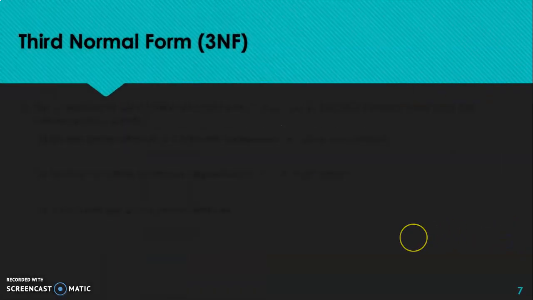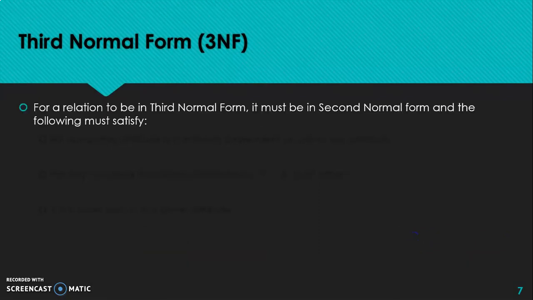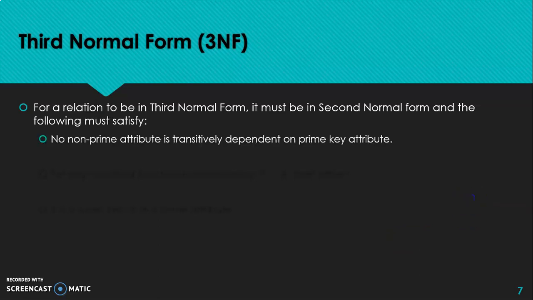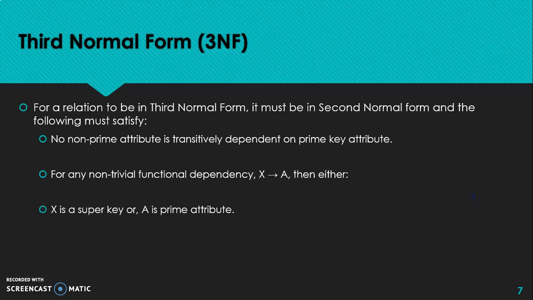Then we have the third normal form. For a relation to be in the third normal form, it must be in the second normal form. So again, it must satisfy the previous normal form, that is the second normal form, and must satisfy some condition. No non-prime attribute is transitively dependent on the primary key. For any non-trivial functional dependency X to A, either X is a super key or A is a prime attribute. Now to better understand this, we will take an example.